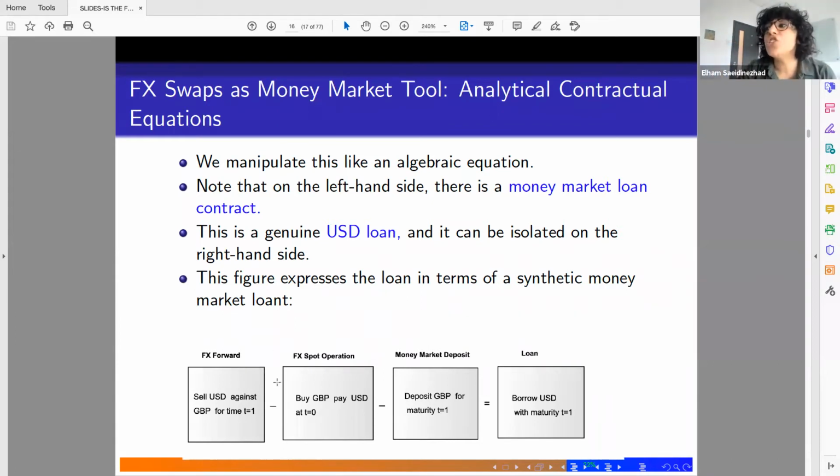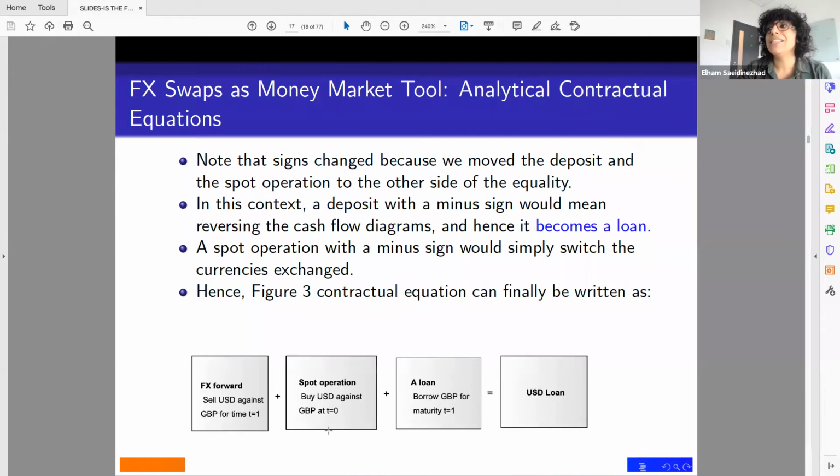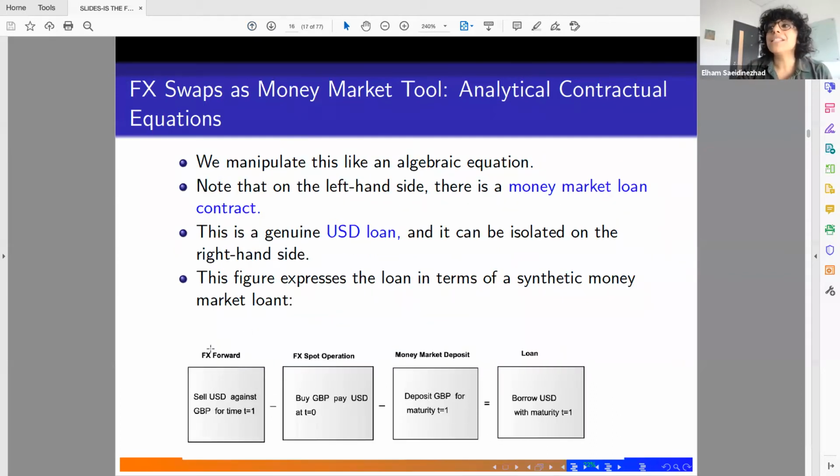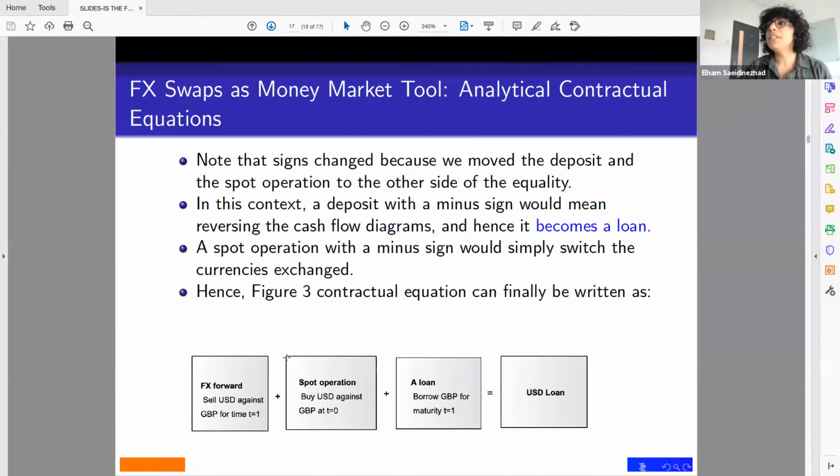But in this operation, the party purchases US dollar and pays British pound. And again, this is exactly what we wrote here. And the minus of an FX forward, the FX forward is going to remain the same because there is no minus here. So basically, we did some manipulation and we got to this final equation.